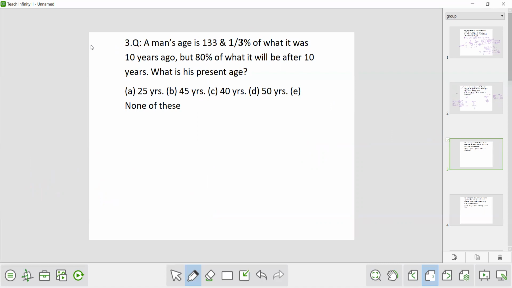The similar question I have given you here so that you can practice more. A man's age is 133 whole 1 by 3% of what it was 10 years ago. But 80% of what it will be after 10 years. What is his present age? So again, 0, 10 plus, 10 minus. It is given that it is 133 whole 1 by 3%. Means if 10 years back it is 100%, so at present it's 133 whole 1 by 3%. And it is 80% of what it will be after 10 years. So after 10 years, if this is 100%, at present it is 80%.